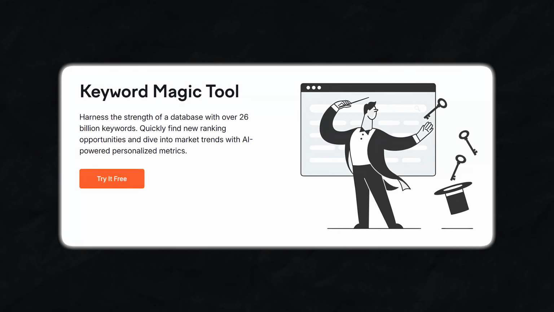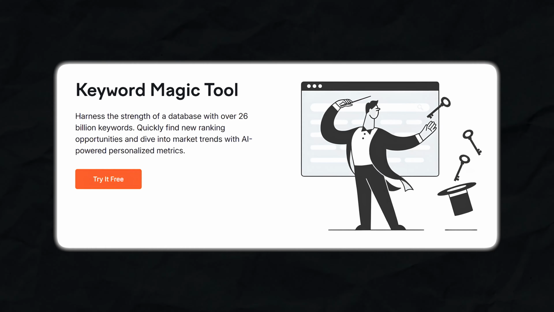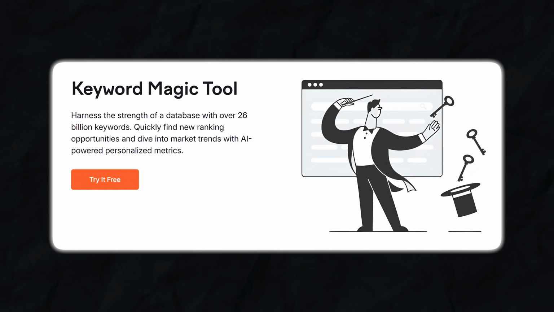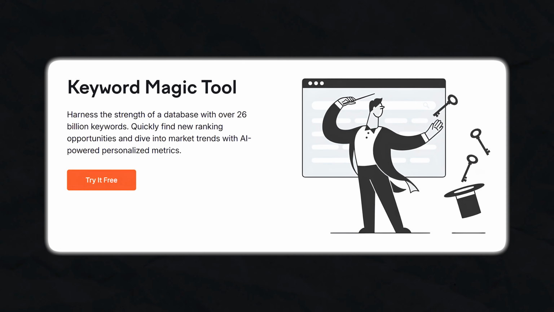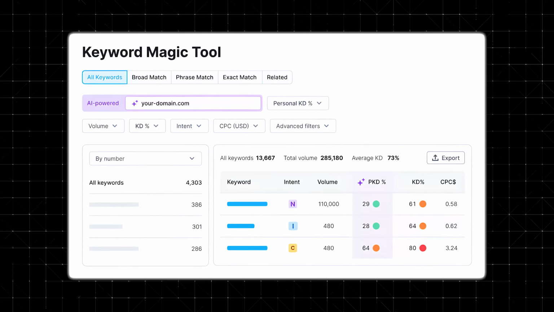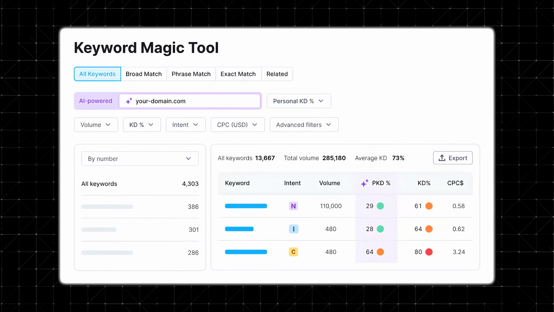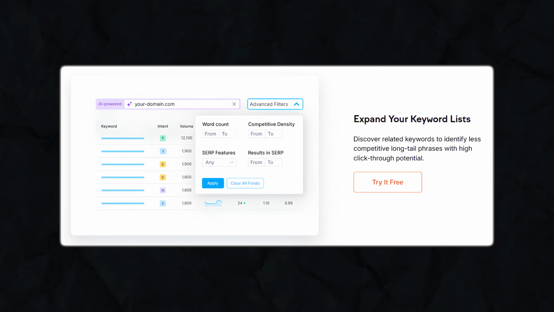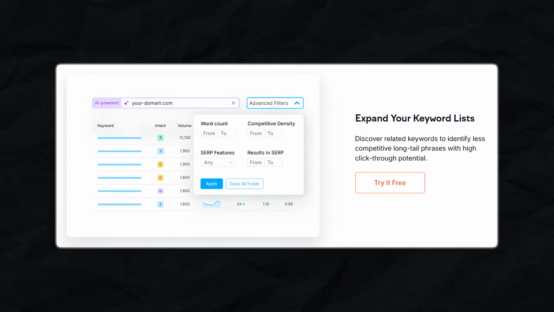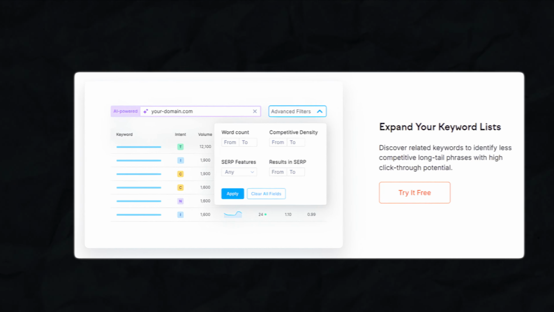Inside Semrush is a tool called the Keyword Magic Tool, and this is your secret weapon for discovering thousands of keywords in just a couple of clicks. You type in one simple phrase and it shows you all the related search terms that people are typing in. The best part is it shows you how many people are actually searching for it and how hard it is to rank for that keyword. All right, so let me stop talking and show you how to actually use it.